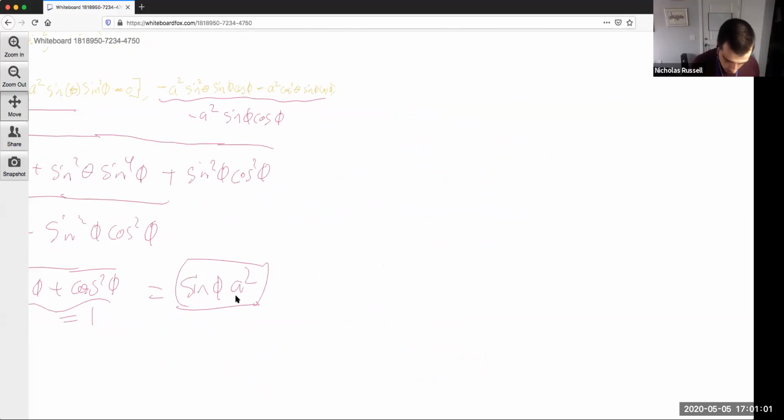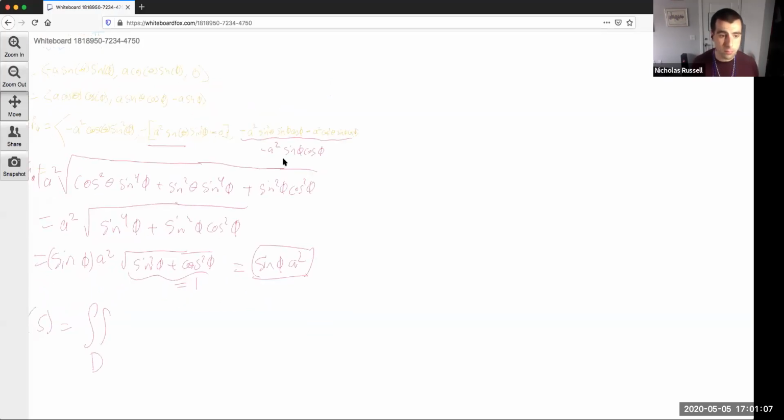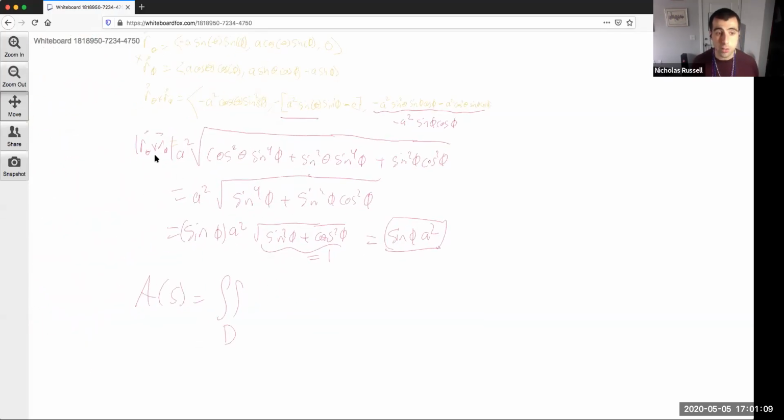And lastly here, my area of this surface is then the double integral over my domain D of the magnitude here of this guy, which in this case is just sine of phi times a squared dA. It's very important to note, you don't have to add the rho squared sine of phi here. That's only for volume. And because I've changed variables and done this whole thing, you don't have to do that. It's a really important thing to remember.